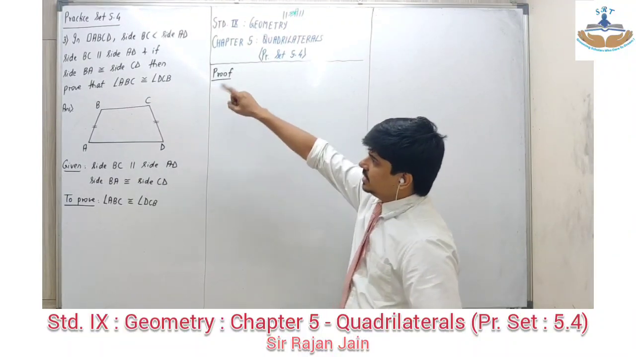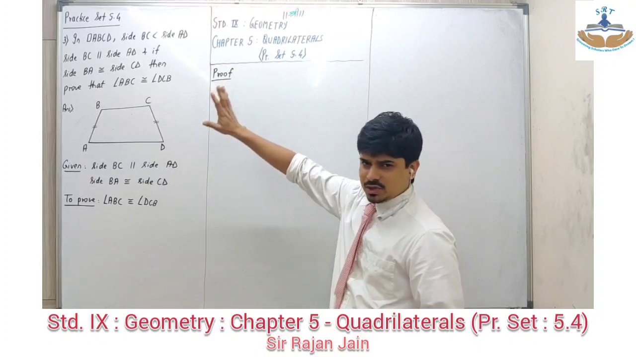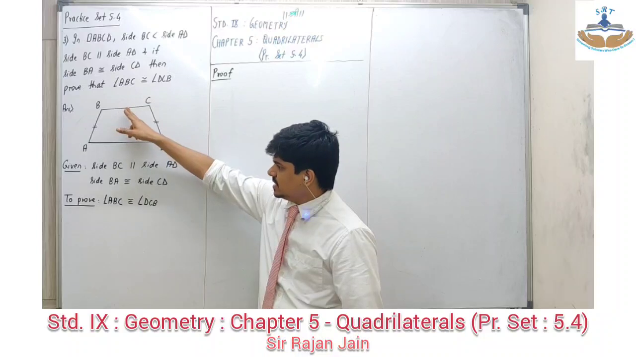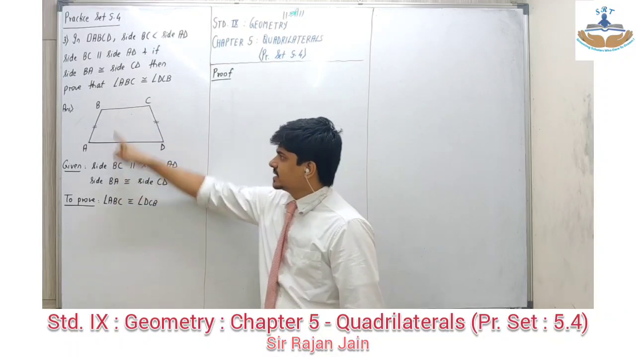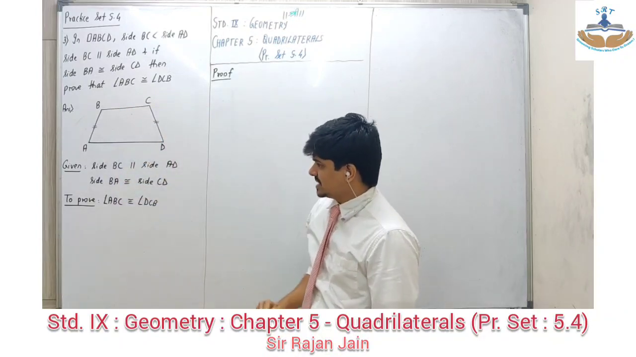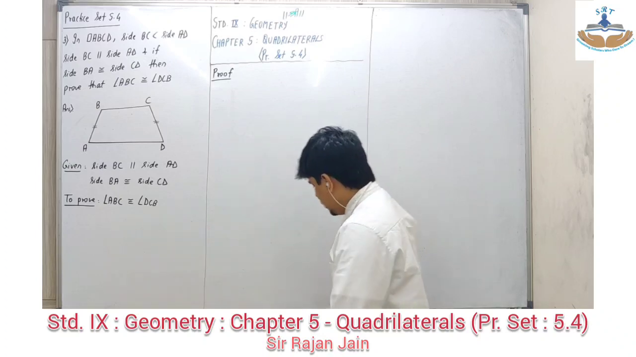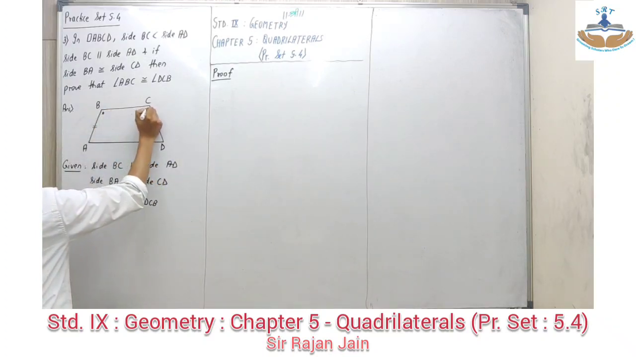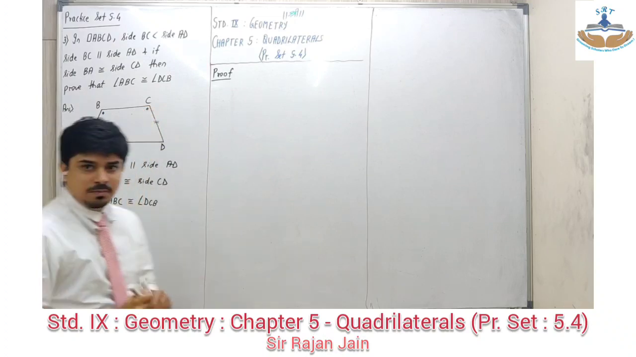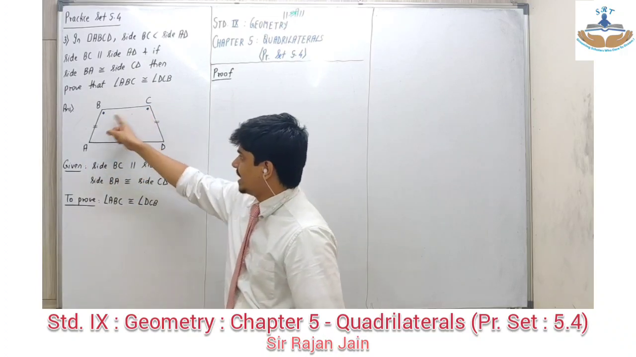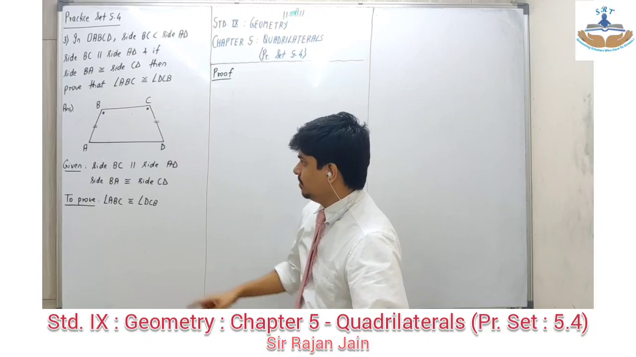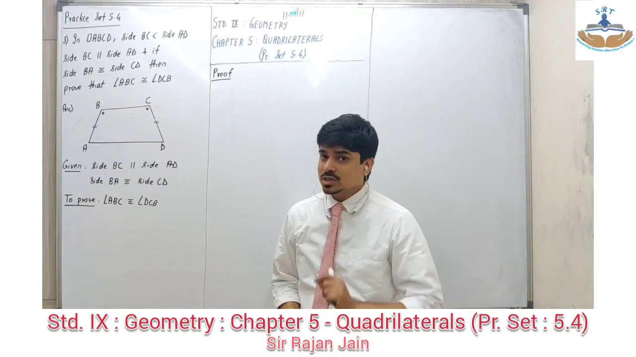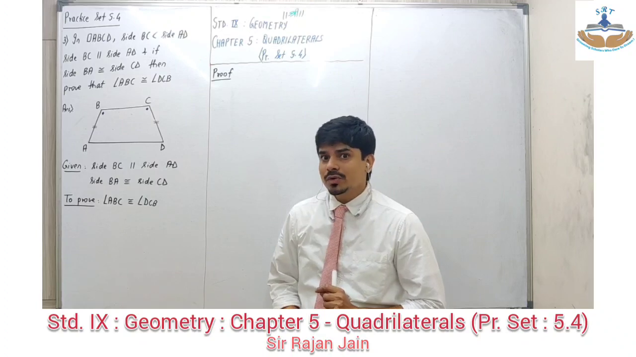Okay, now over here in quadrilateral ABCD the diagram is already given. I directly go to the given part. Side BC is parallel to side AD. Side BA is congruent to side CD. What does the question ask us to prove? That angle ABC should be congruent to angle BCD. So basically I want these two angles congruent. Now as you already know, this trapezium is an isosceles trapezium. In an isosceles trapezium the base angles are congruent.